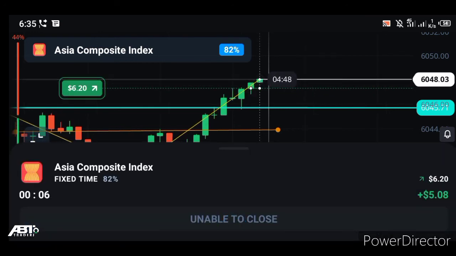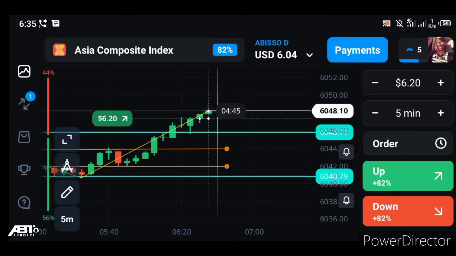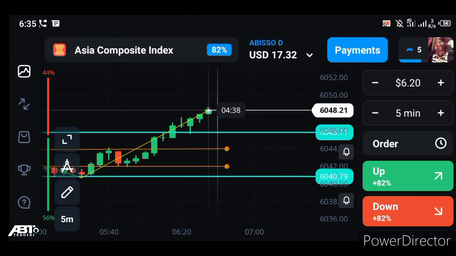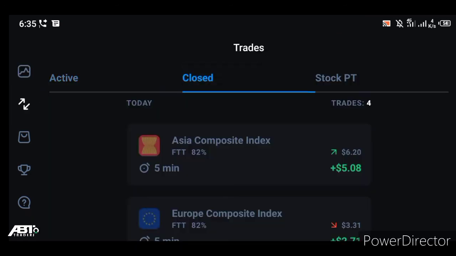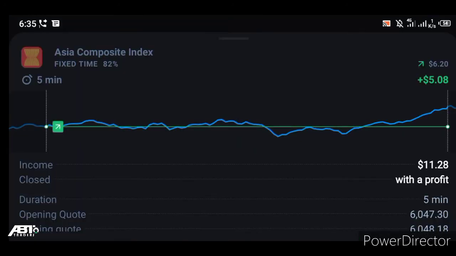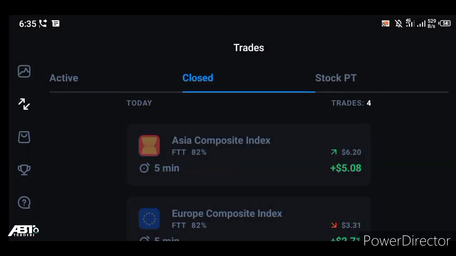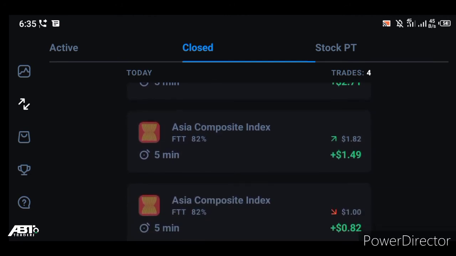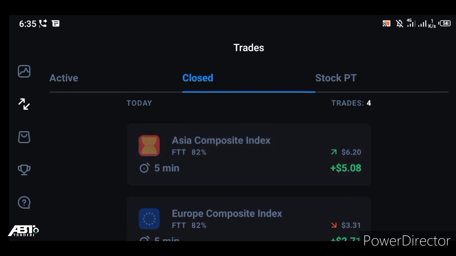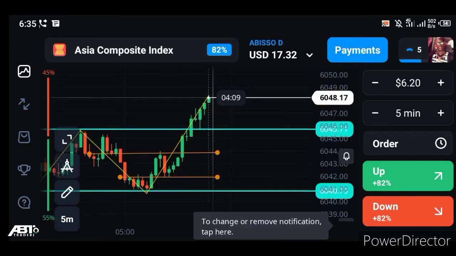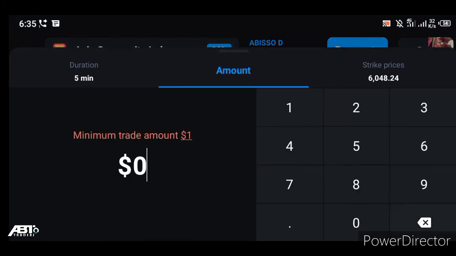Seconds remaining. Let's wait for the results, and it's a win. Now we are at $17. We traded $6.20. Now the total is $11.28. That's around 1100 Kenyan shillings. As you can see, the history is still here, no cheating. So we are going to trade with the whole amount, which is 11.28.